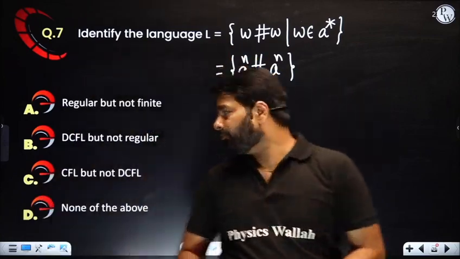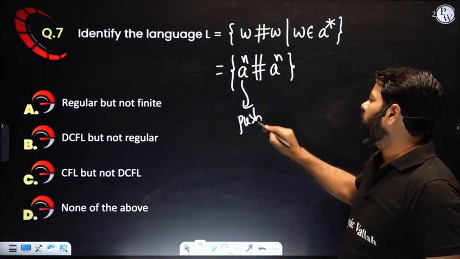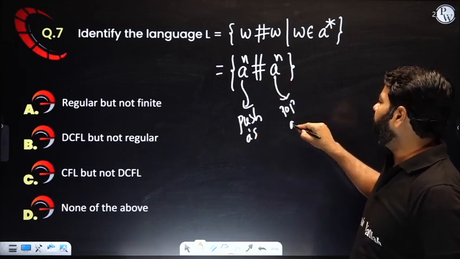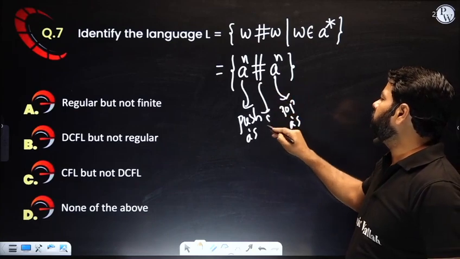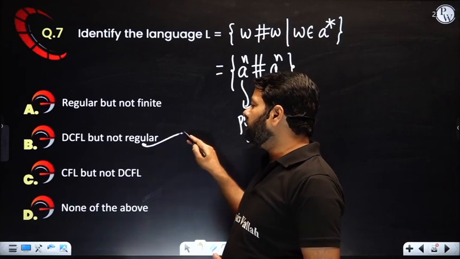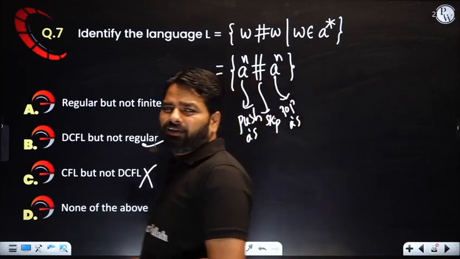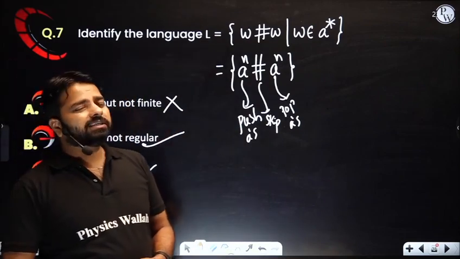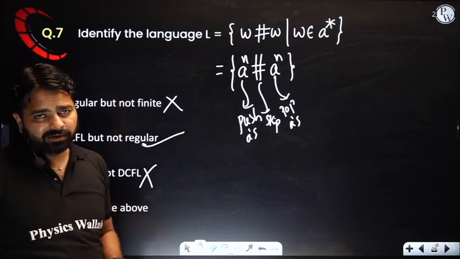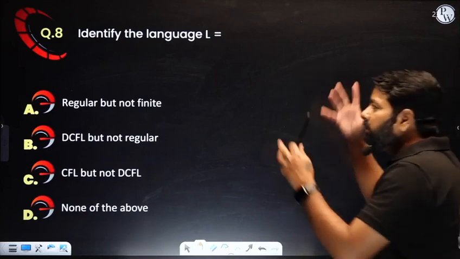Okay, so what is it? a^n: all the symbols you push. Every a, push one a, and then pop a's. Every a, pop one a. But when the ash comes, you skip it. At the end of the input, Z naught only is left. That's a DCFL because deterministically you can design. So it hardly takes half a minute if you know this concept. If you don't know the concept, it could definitely be difficult to answer which is DCFL. That's why we spend more time in constructing the machine rather than answering these questions.